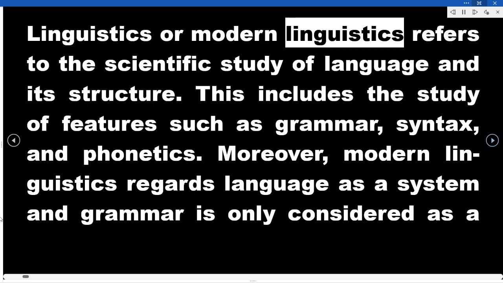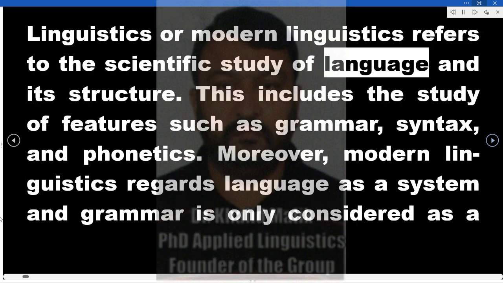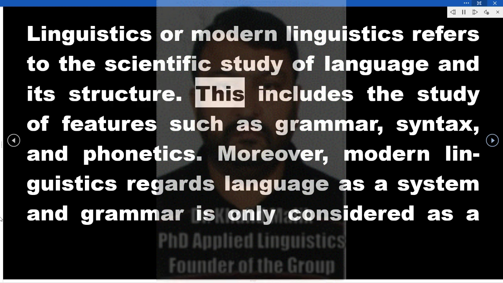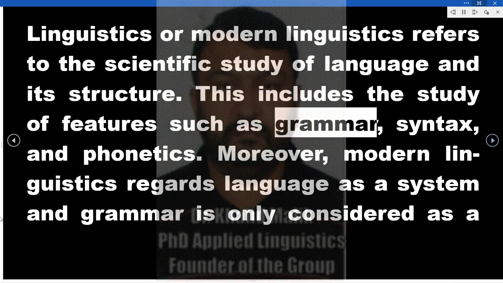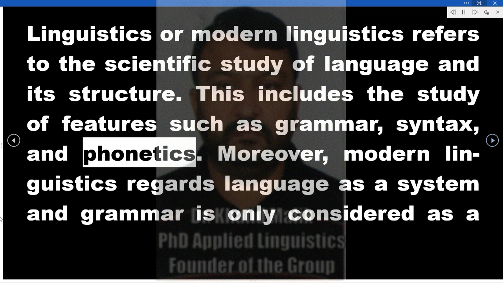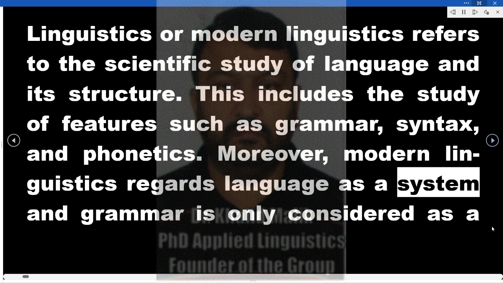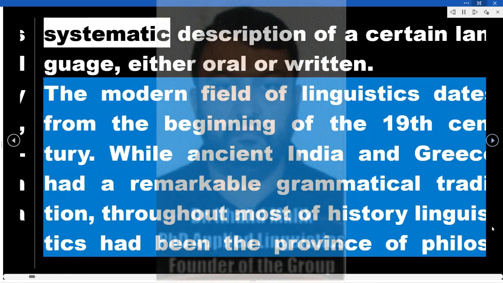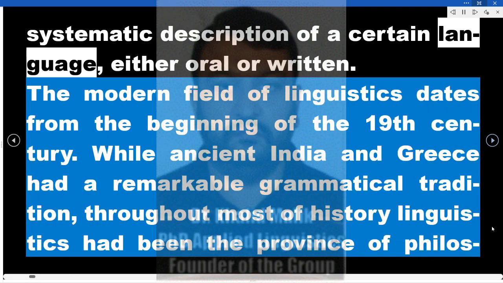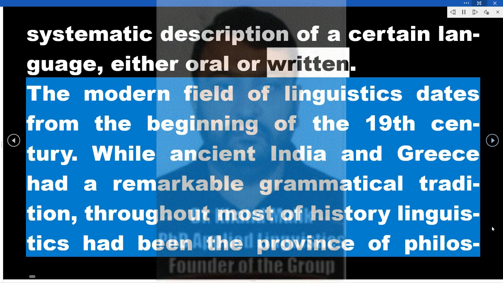Linguistics, or modern linguistics, refers to the scientific study of language and its structure. This includes the study of features such as grammar, syntax, and phonetics. Moreover, modern linguistics regards language as a system, and grammar is only considered as a systematic description of a certain language, either oral or written.